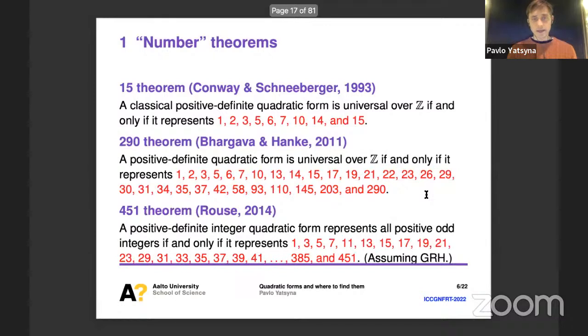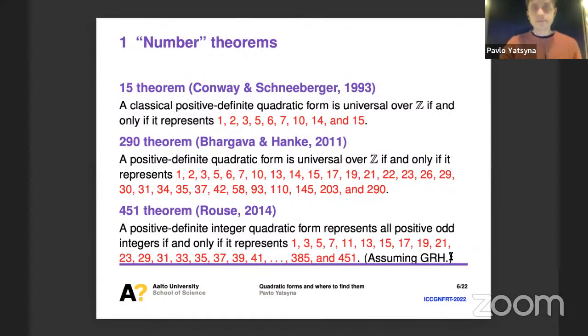And finally, another example of this kind of number theorem is the 451 theorem. It is a theorem by Rouse, and it says that if a positive definite integer quadratic form represents all integers between 1 and 451, then it represents all odd integers. You actually need to assume GRH for this result, or you can assume a slightly weaker condition to have this result. But this is the flavor of number theorems that we have.